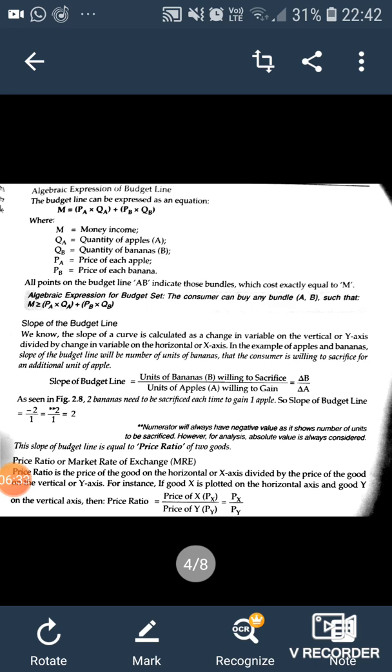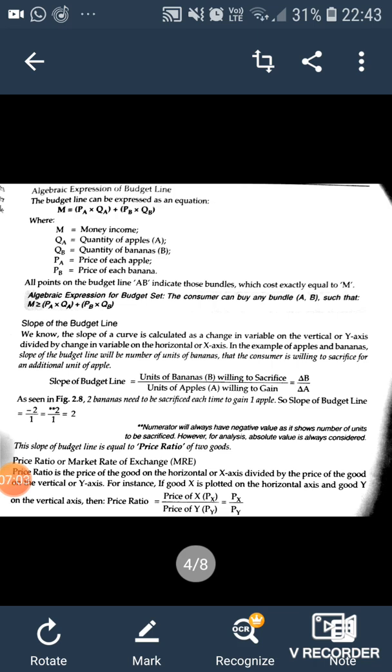So if you see the algebraic expression for the budget set, M, that is money spent, is either greater than or equal to this equation. Now what is the slope of the budget line? Sacrifice upon gain. Unit sacrifice upon unit gain. So sacrifice is banana and gaining is apple.